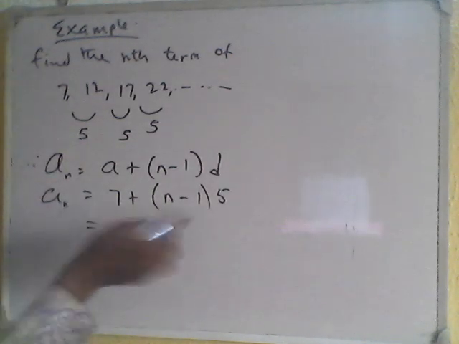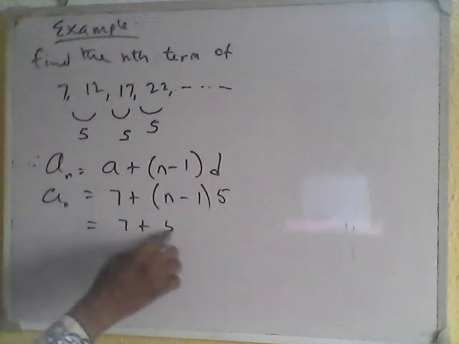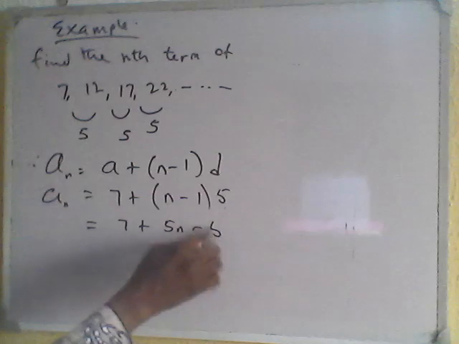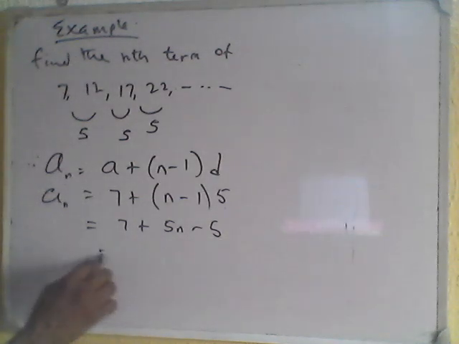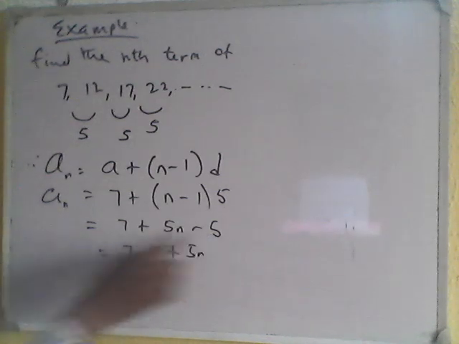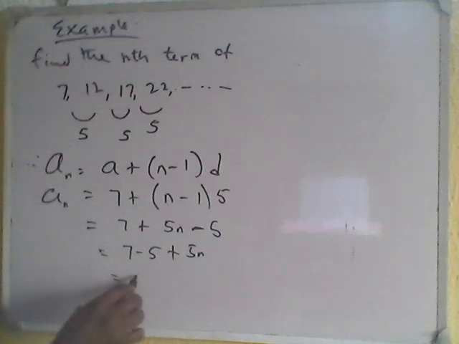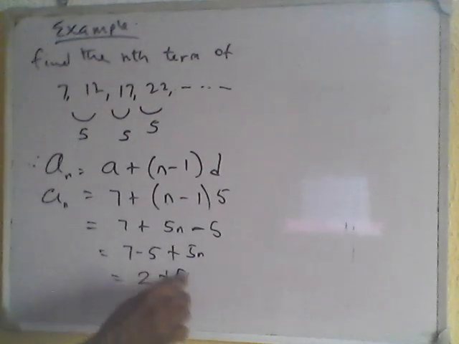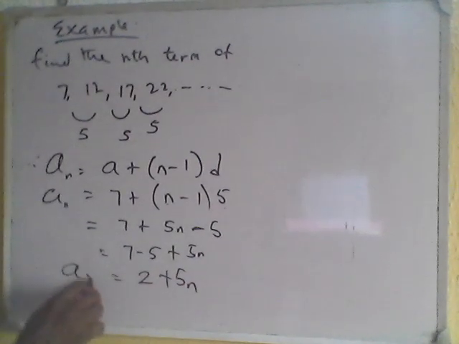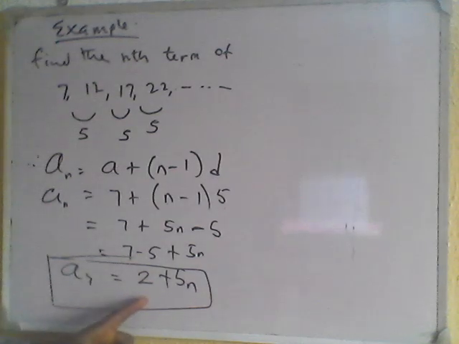I can also open it up or expand. I would say 7 plus 5 times n is 5n, and 5 times 1 is minus 5. All right? So I collect like terms. So 7 minus 5 plus 5n. Why? Because 7 and minus 5 are like terms. They are numbers. So by the time I do the maths, 7 minus 5 is 2, plus 5n. So this is the formula, the nth term of that particular sequence. An is equal to 2 plus 5n. That is the nth term of that sequence.